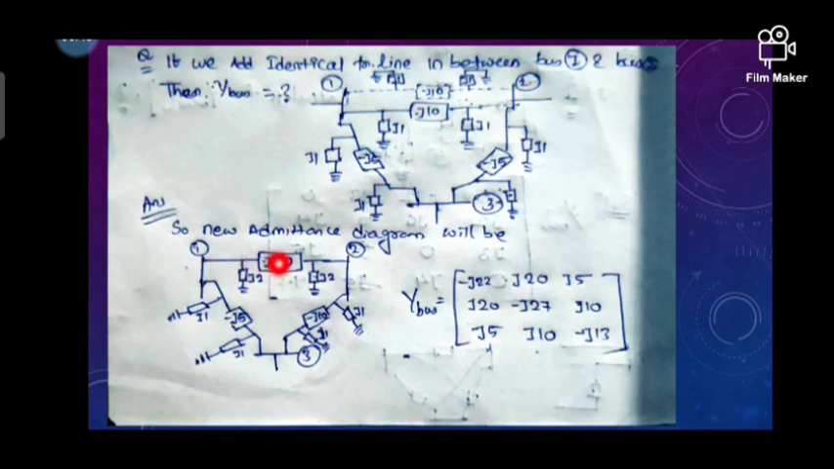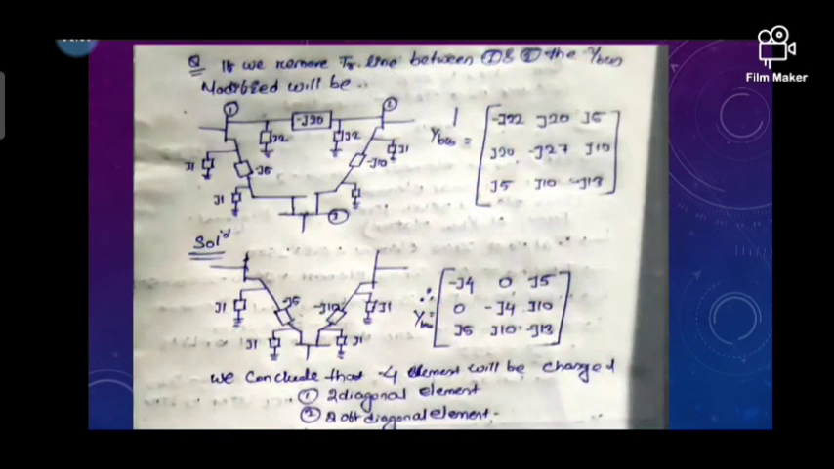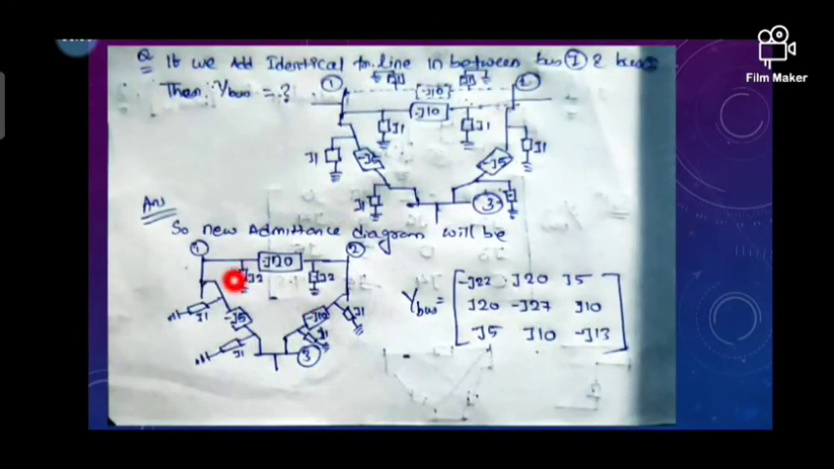So here also 4 elements will be changed. Those are the 1 1, 2 2, 1 2 and 2 1 elements, and the other 5 elements will remain the same as in the previous network. We have taken this previous network of the Y bus. So here see, by applying property number 1 on the diagonal element, adding all the elements, that is minus j20 plus j2 plus j1 minus j5, you will get minus j22.